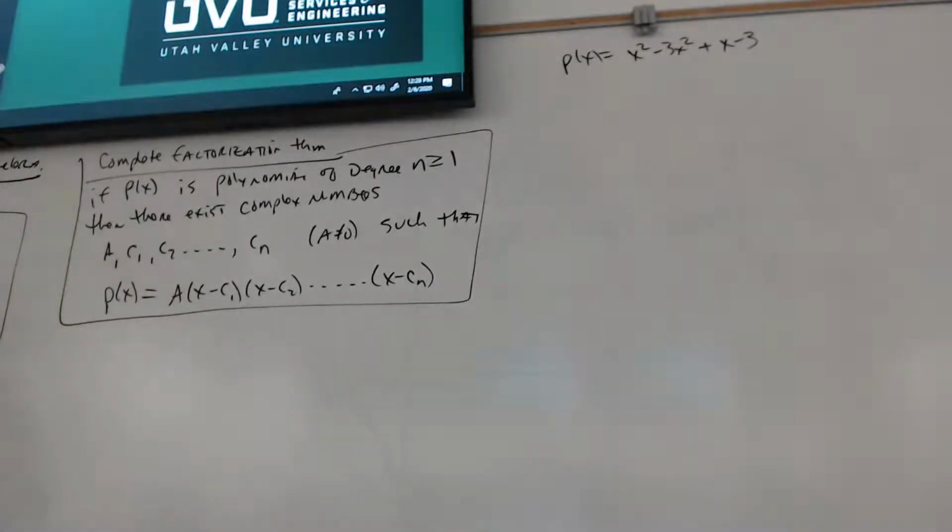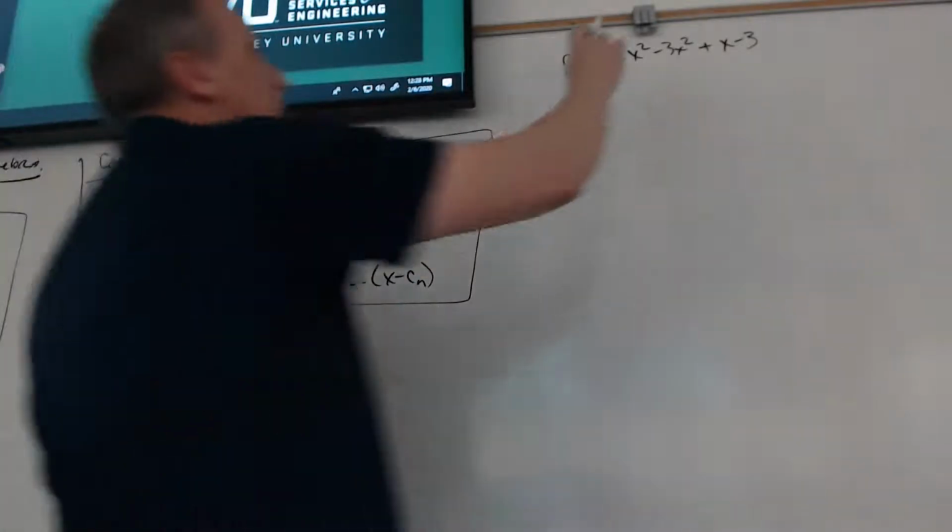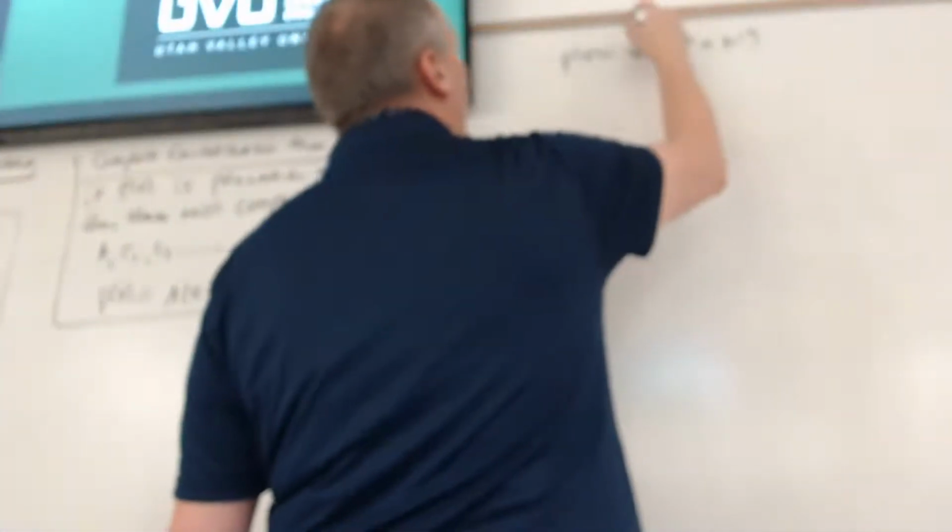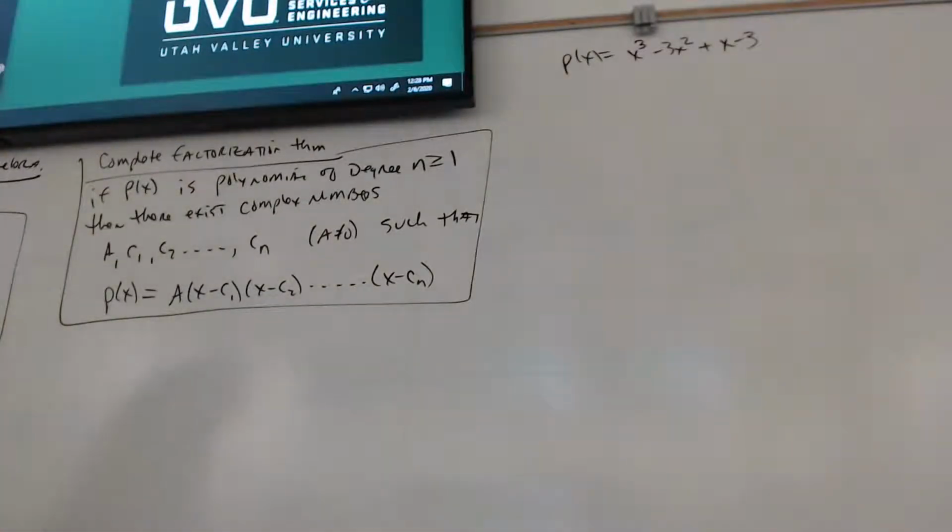So now we should be able to factor this. And Michael, what do you think? How do we factor that? Except that's supposed to be an x cubed. Oh, okay. Let me make sure I wrote it down right: x cubed minus 3x squared plus x minus 3.